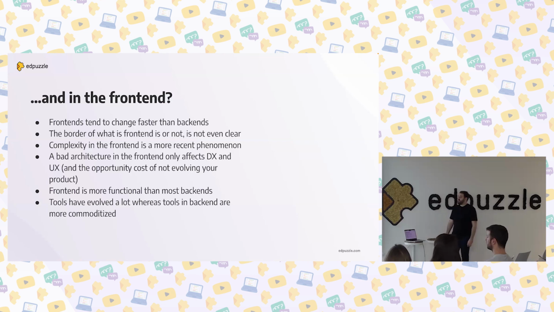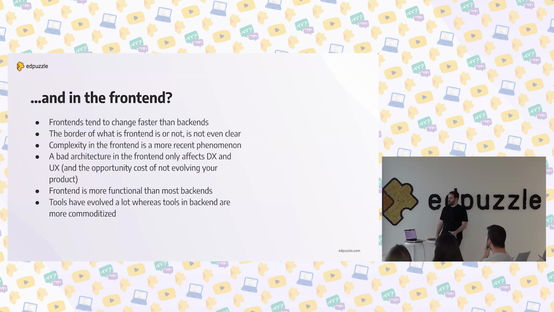Another one: front-end is much more functional than most backends. There are also functional backends out there, but the fact that we don't have object-oriented programming with state being stored in different parts means there's less variability of situations where architecture might get you out of a problem.